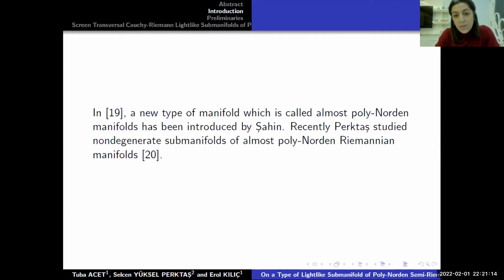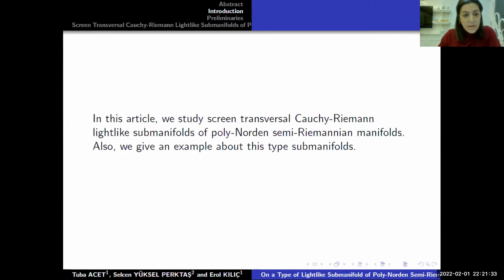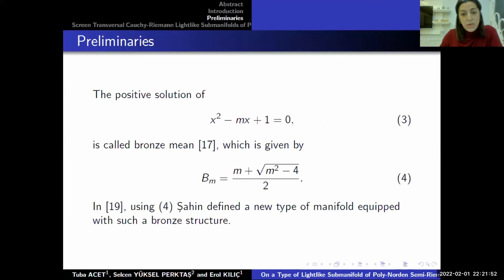Inspired by the definition of Kalia, Professor Shine introduced a MIP-type manifold called almost Poly-Norden manifolds, and we studied non-degenerate submanifolds of such manifolds, and it was published in Turkish Journal of Mathematics. And in this article, we studied screen transversal Cauchy-Riemannian lightlike submanifolds of Poly-Norden Semi-Riemannian manifolds. We present an example, and we examine some integrability conditions of this type of submanifolds.